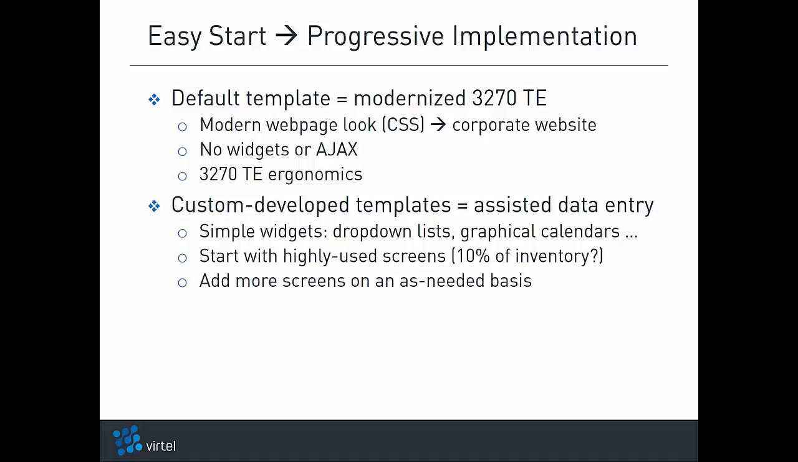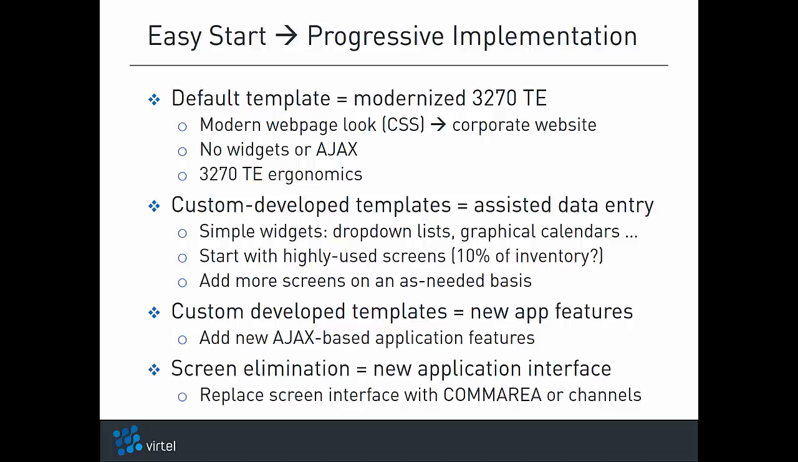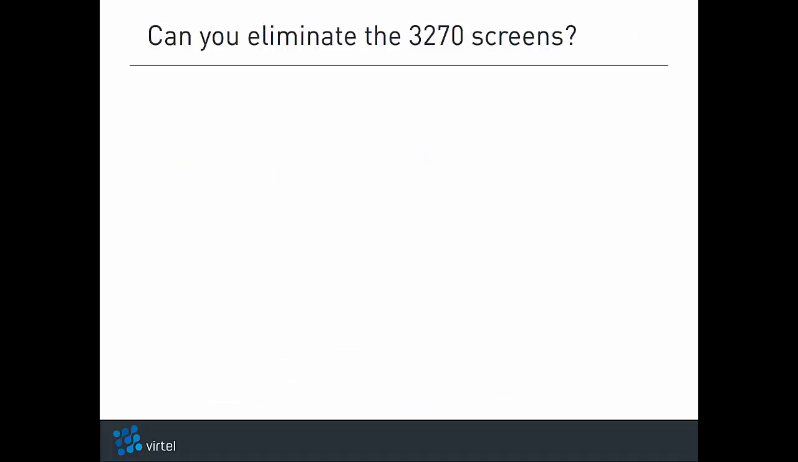The modernization of lesser used screens can then continue at any desired pace and go only as far as you want it to go. Maybe all screens will end up modernized. Maybe only some of the screens will be modernized. It's your choice. The next advanced development steps are optional. They consist of adding new application features through the GUI using AJAX, asynchronous JavaScript and XML technology, eliminating the screen interface in the underlying application and replacing it with a COM area or channels and containers interface, which we are going to discuss next. The question is, can you ever eliminate the 3270 screens once the GUI has been developed?